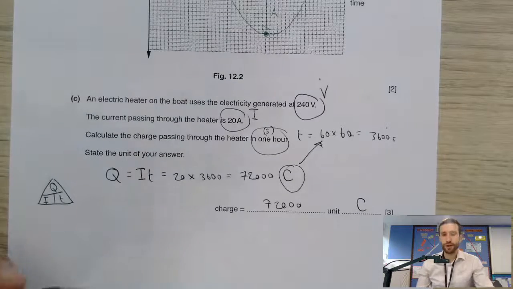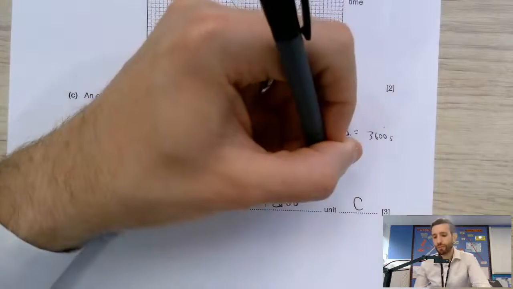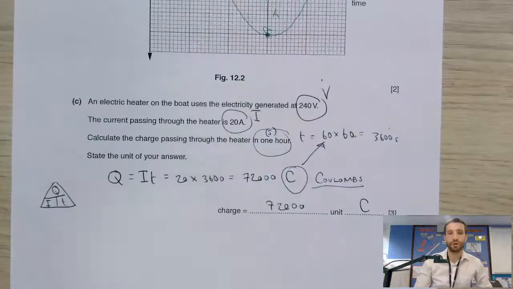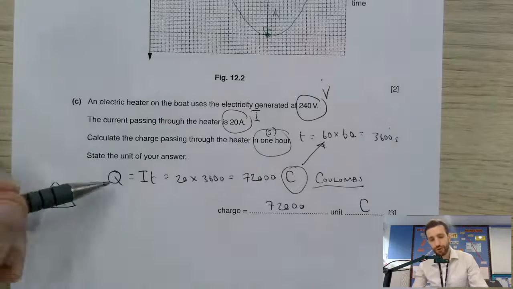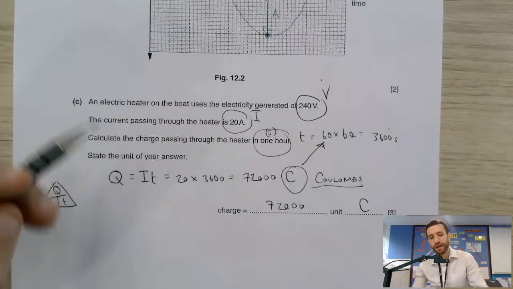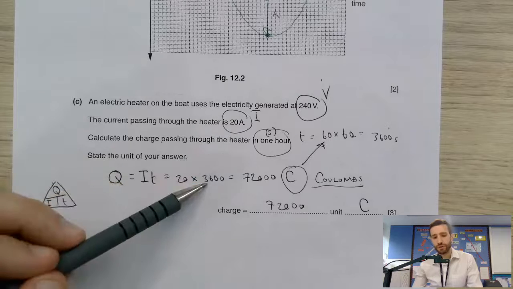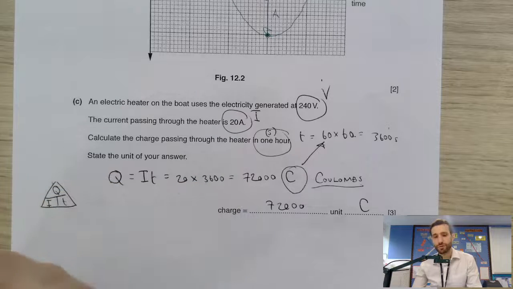You don't need to write down the name coulomb. You just need to write down the unit, which is C. We're saying Q equals I T. 20, which is our current, times 3,600, which is our time. We've got 72,000 coulombs.